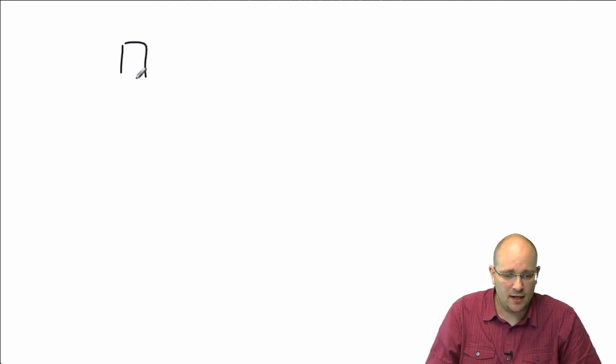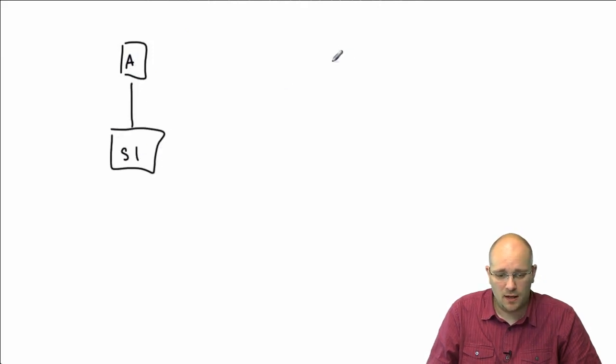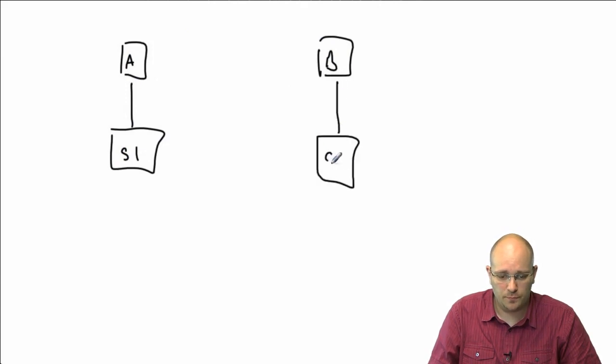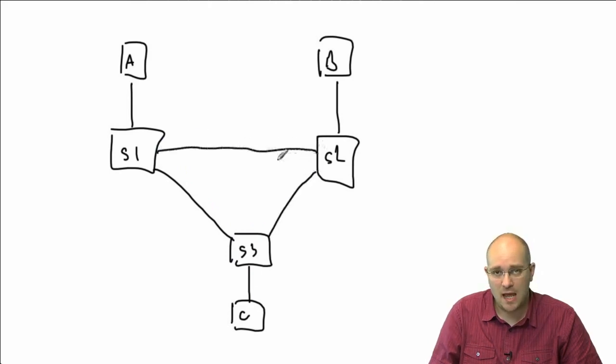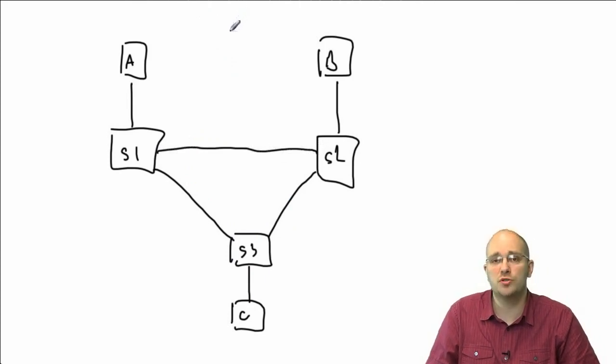Let's say that we had a host A, which is connected to switch 1, host B, which is connected to switch 2, and host C, which is connected to switch 3. Our switches are interconnected in a triangle that looks like this. Now imagine that host A wants to communicate with either host B or C. It knows one of their IP addresses, but it doesn't know the MAC address. So what does the host A do?